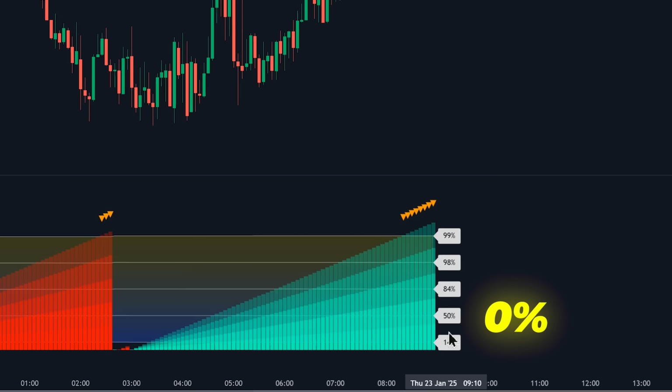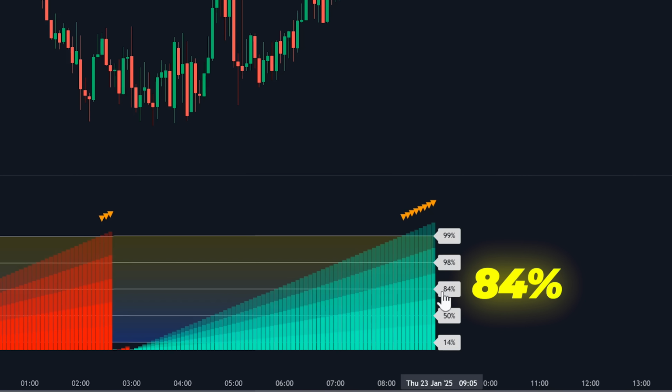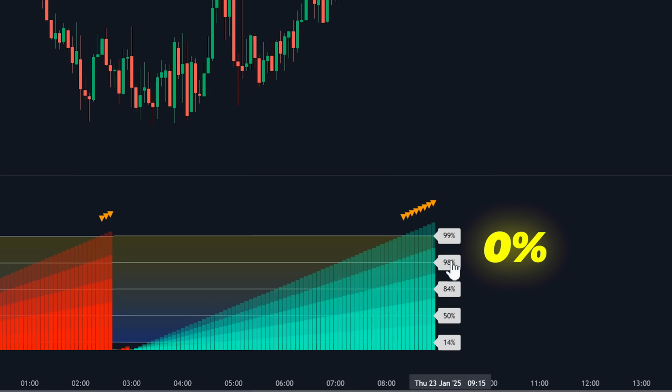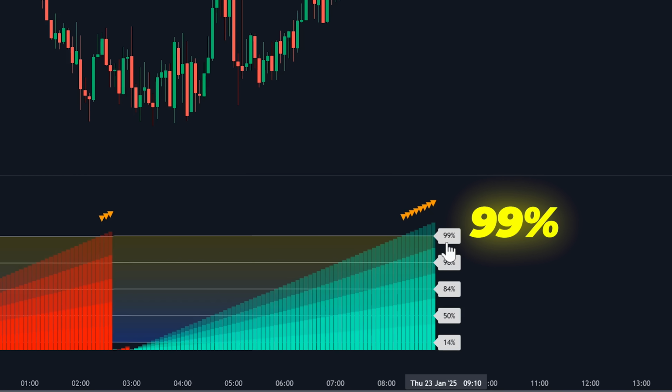And then we have 50%, which indicates normal trend duration with no immediate reversal signs. Next, we have 84%, the middle zone, which indicates a moderately extended trend where a trend reversal could happen soon. And then we have 98%, the second highest zone, indicating a high probability of a trend reversal. Lastly, up at the top, we have the 99%, the topmost level, indicating extremely rare trend durations with a high likelihood of a trend reversal.